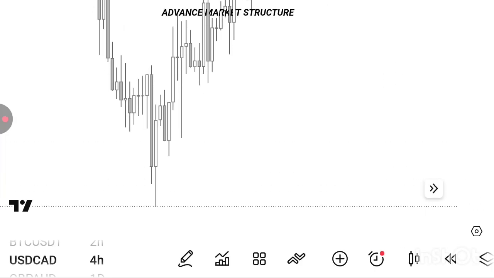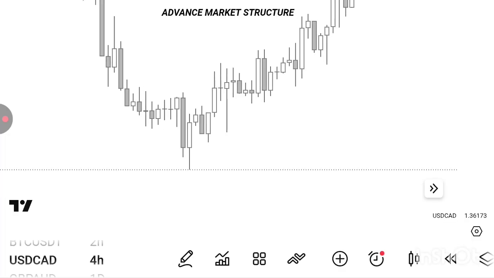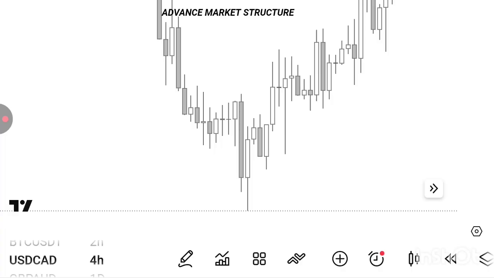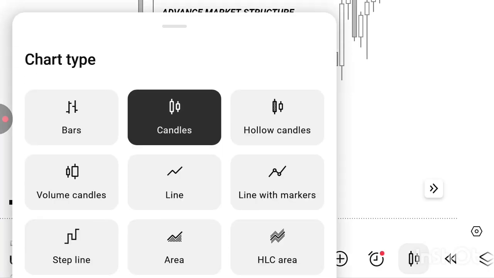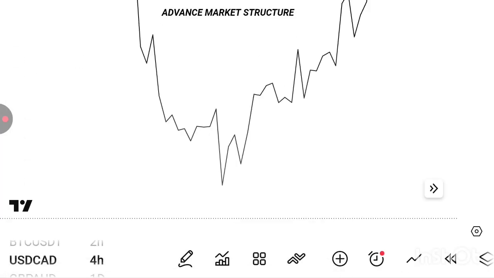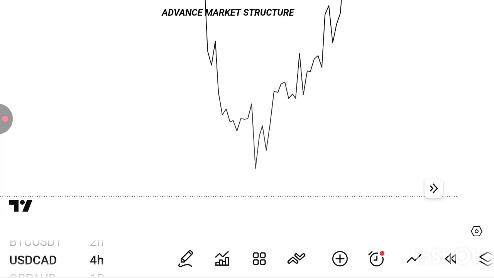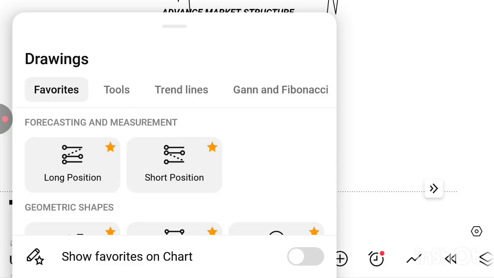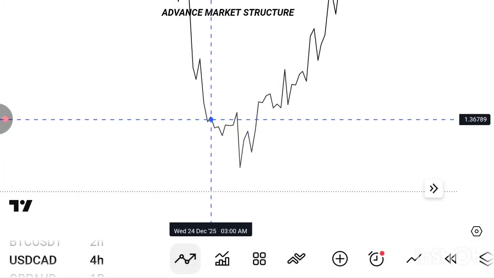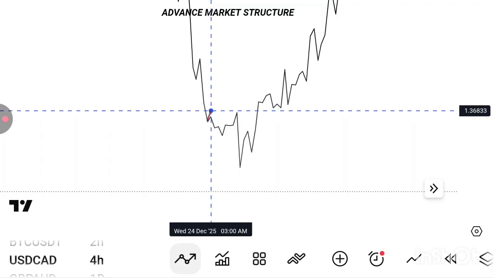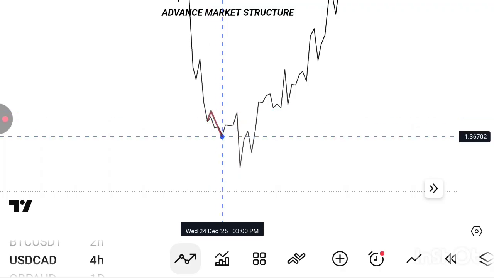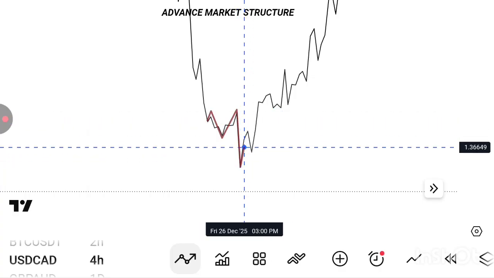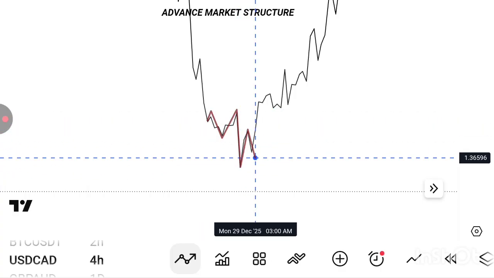price actually moves, right? All right, this is USD CAD on the 4-hour time frame, so we'll be interfacing between our line chart and our candle chart. If I go to the line chart, I'll see something like this. What am I seeing from the line chart? I'm seeing this particular level as a lower high, lower low, lower high, lower low, right? Then what did I see now?